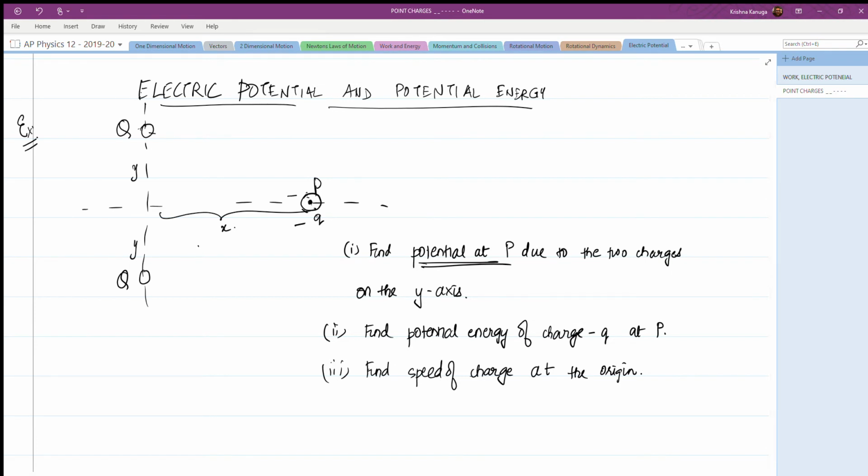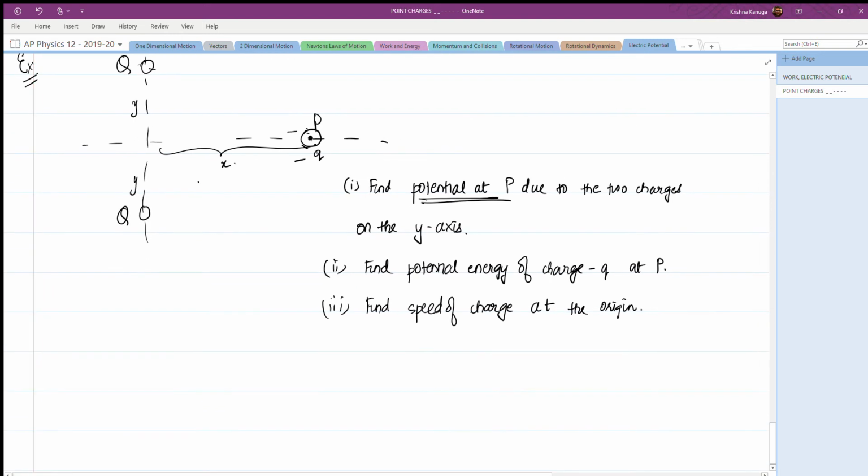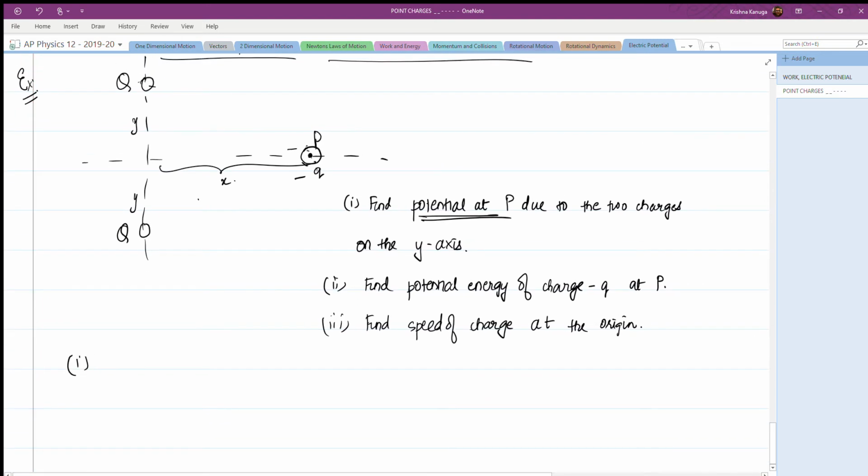Now, what we need to remember is that potential is a scalar quantity. So no need to worry about directions or anything. To find the potential at P due to the two charges, all we do is find the potential due to each of the charges, and add them up. So this is going to be V1 plus V2. And we know that the electric potential due to a point charge is given by this equation, Ke times capital Q all over the distance.